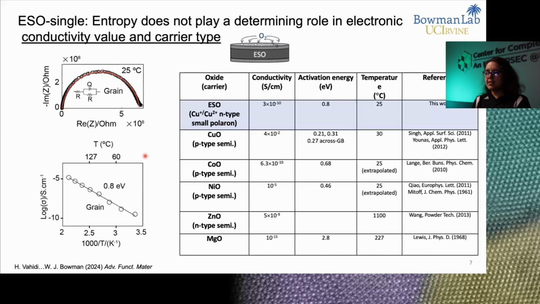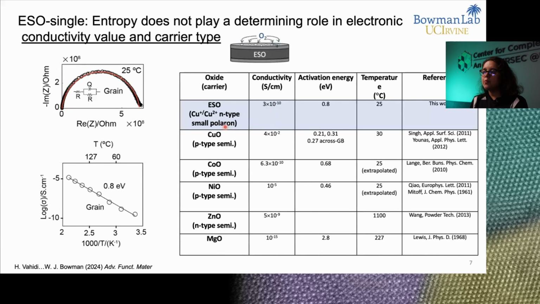And when we look at the data in the literature for all these binary oxides, a lot of them are actually semiconductors. We do see that the conductivity of this ESO material that we measured, in this first row colored in blue, is similar to an average of all these other ones. So if you think about it, we have copper oxide, cobalt oxide, nickel oxide, which are p-type semiconductors. We have zinc oxide that is an n-type semiconductor, and magnesium oxide that is an insulator.